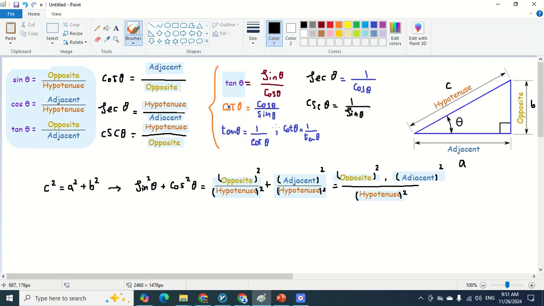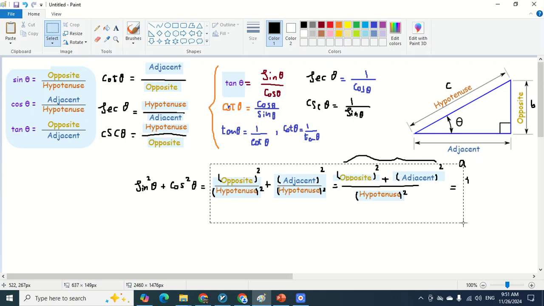So from the Pythagorean rule, we know that the numerator will be equal to hypotenuse square as well, because a square plus b square is equal to c square. So we have hypotenuse square over hypotenuse square, which is 1 over 1, because you can cancel them. So the result is equal to 1 at the end. We have this identity now, that sine square plus cosine square is equal to 1. This is the immediate consequence of the Pythagorean rule.